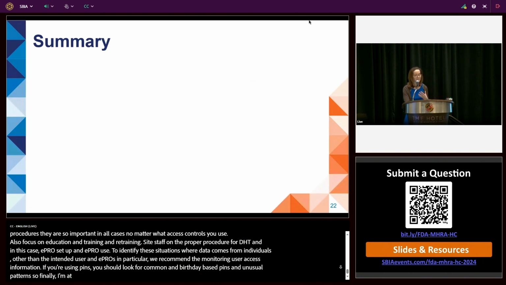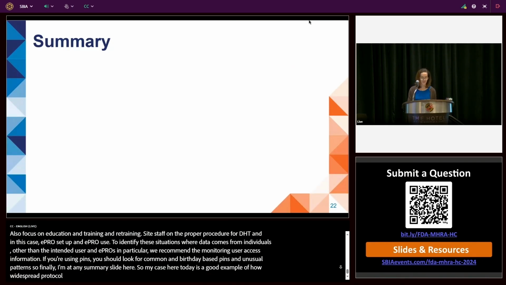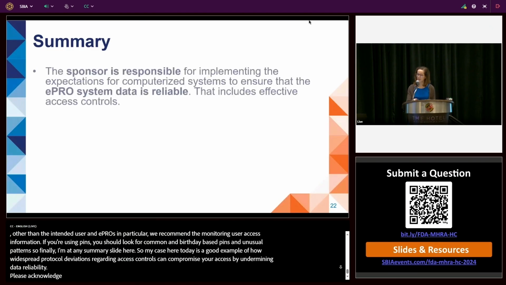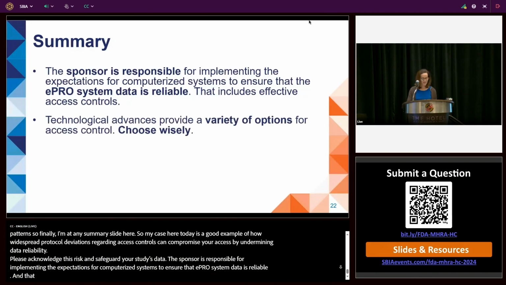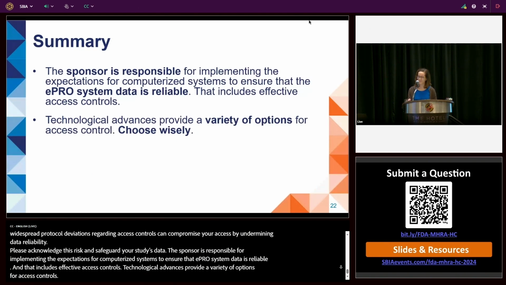So my case today, it's a good example, right? It's a good example of how widespread protocol deviations regarding access controls can compromise your application by undermining data reliability. Please acknowledge this risk and safeguard your study's data. The sponsor is responsible for implementing the expectations for computerized systems to ensure that ePRO system data is reliable, and that includes effective access controls. Technological advances provide a variety of options for access controls. Explore the possibilities and choose wisely.